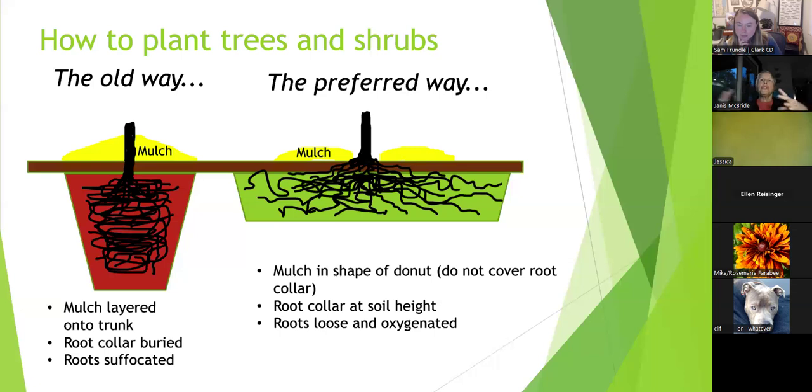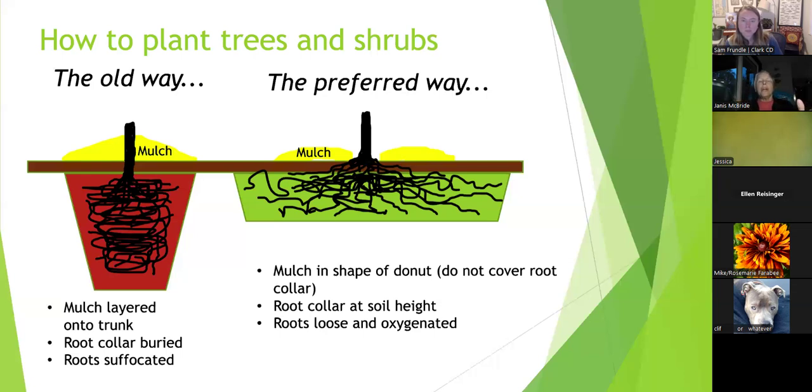When you purchase a tree, the root flare, so the trunk comes down and then it flares out. That very beginning of that flare should be above the soil, okay? So the picture on the right, the green means go. The root collar is at the soil height, and that is correct.